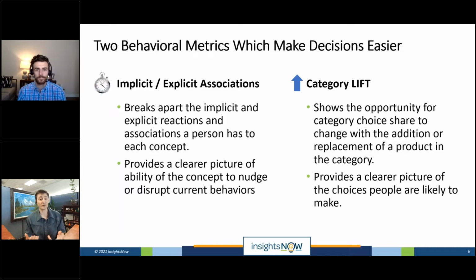Now, the second measure is category lift, and this is a choice-based measure. So moving from a scale measure to implicit explicit, which is a reaction measure, to now a choice-based measure, which is category lift, which shows us really the opportunity for a new concept to change the choices people are making. So it provides a clearer picture of the trade-offs people may make between different types of products, different types of options that they may have that deliver on those same benefits.